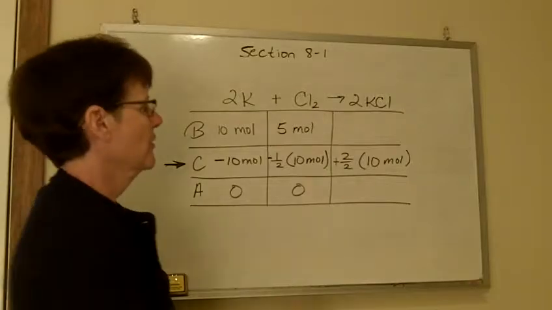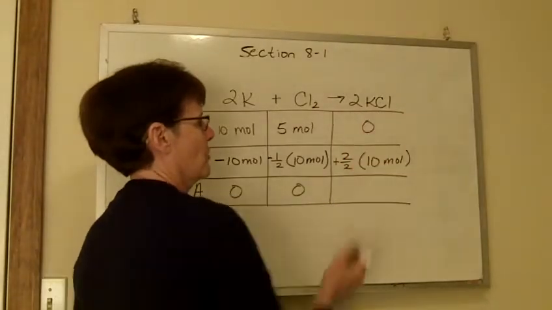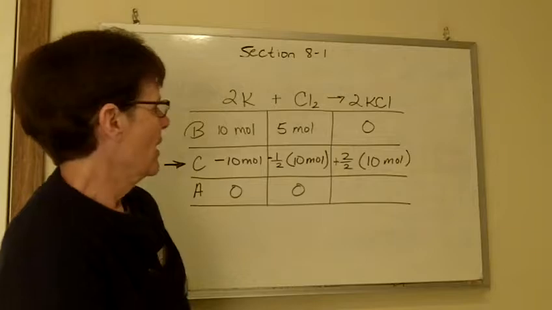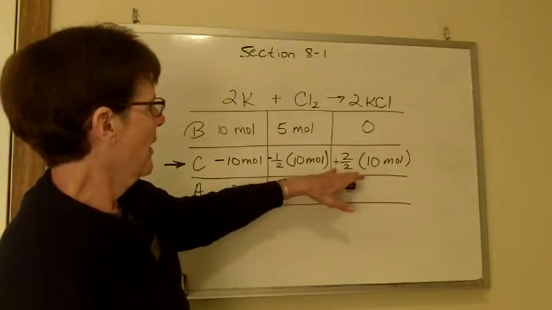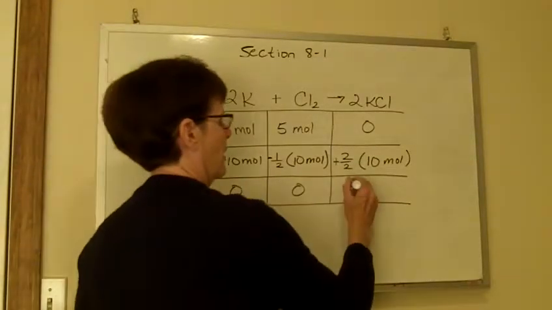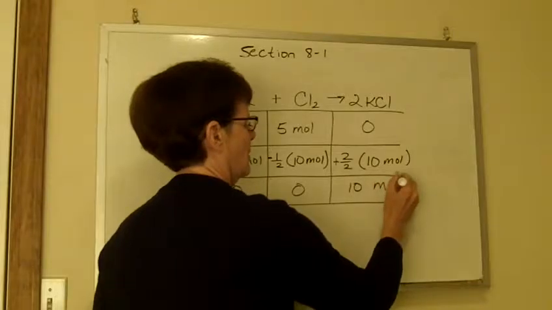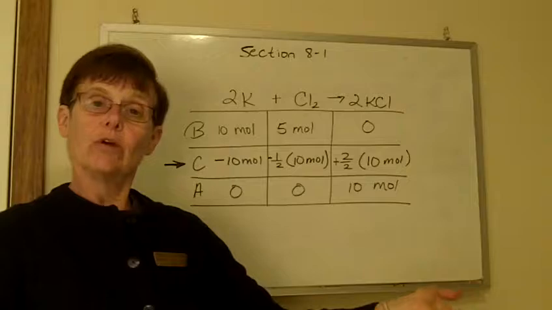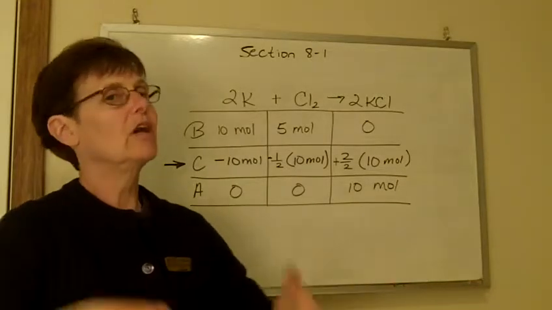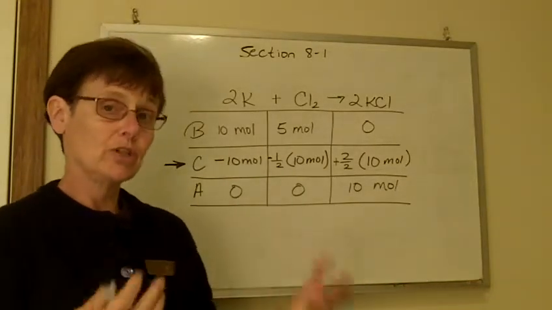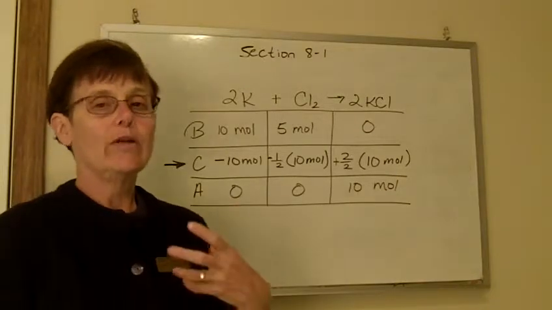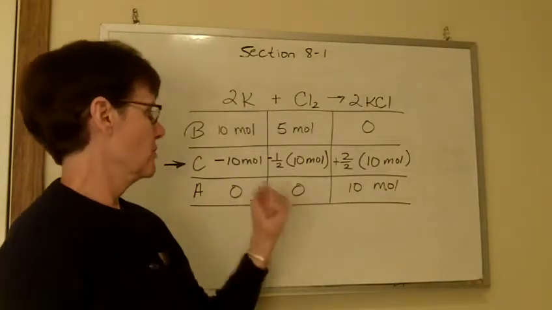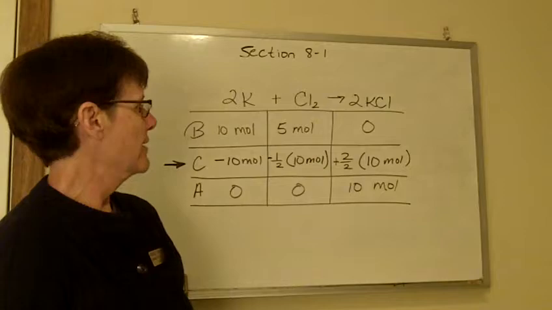Okay, what happens over here? This is a product. We always start with zero product. And then if we're adding this much, that means that I end up with 10 moles when I'm all done. So here we have everything we might want to know. How much do we start with of everything? How much do we finish with of everything? What was the change that went on? So no matter what the problem asks me, I can answer those questions with that.